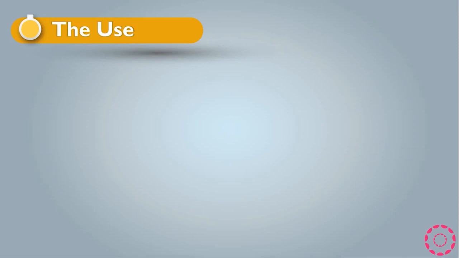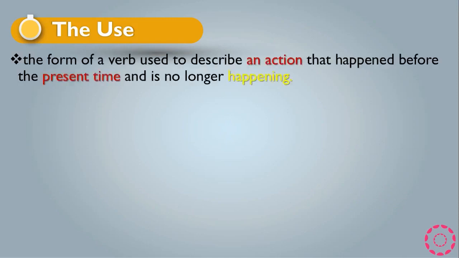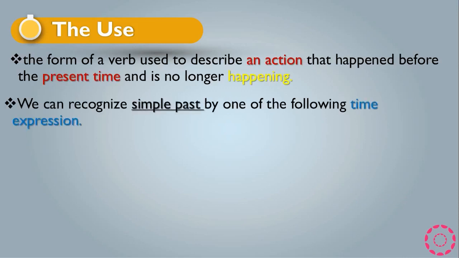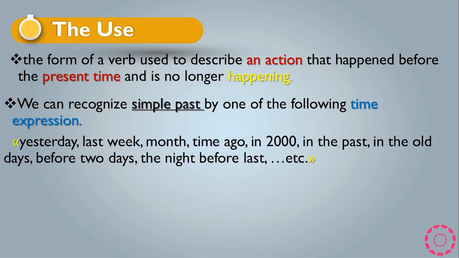First of all, what is the past simple? The form of verb used to describe an action that happened before the present time and is no longer happening. We can recognize simple past by one of the following time expressions. If one of these is in the sentence, we know that this sentence is past simple. Let's see: yesterday, last week, last month, time ago, in 2000, in the past, in the old days, before, two days before, the night before, and so on.